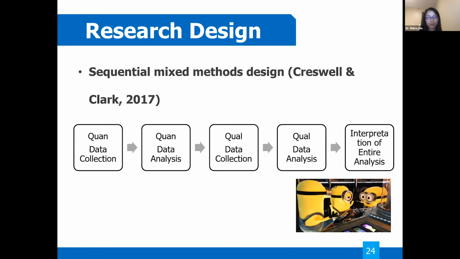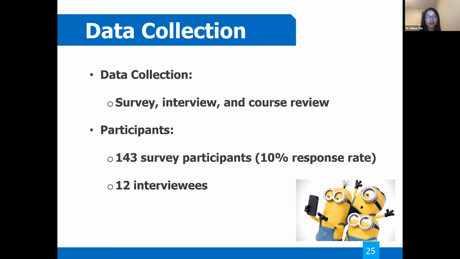Okay, does it work? So what we did is we used the sequential mixed method design. We collected quantitative data first, and then after analysis of the quantitative data, we collected qualitative data and analyzed them. Next, please. For quantitative data, we used a survey. For the qualitative data, we used a semi-structured interview and course review. We conducted course review both before and after the interview with the 12 interviewees.